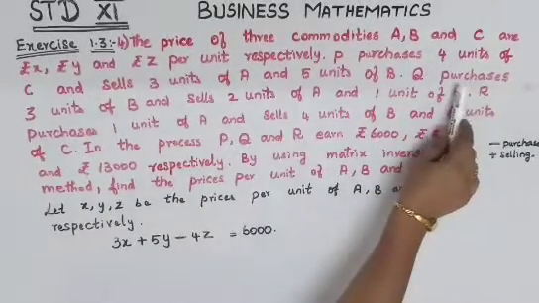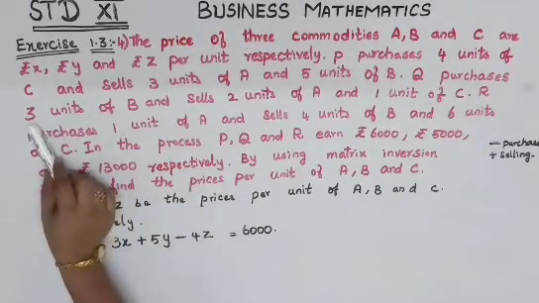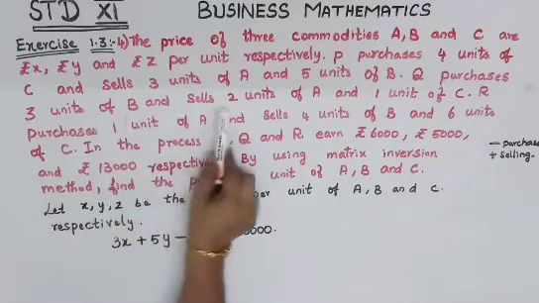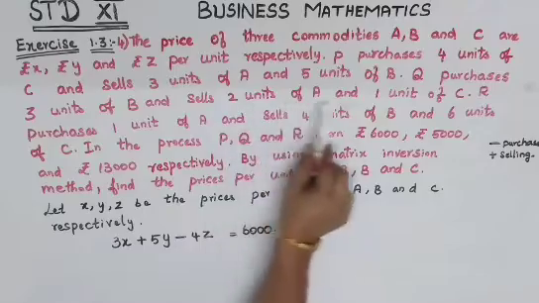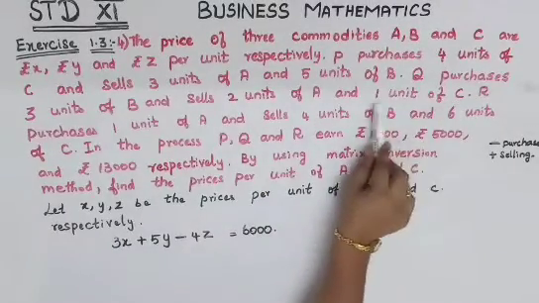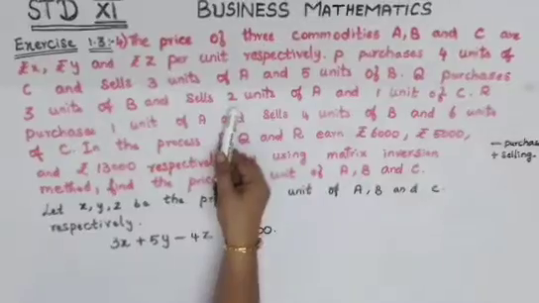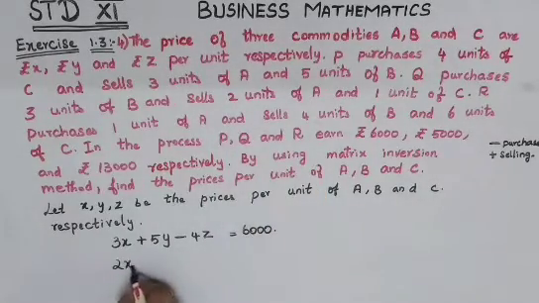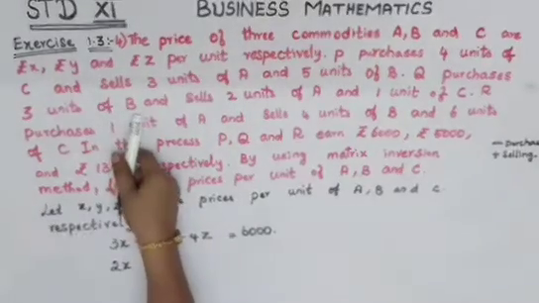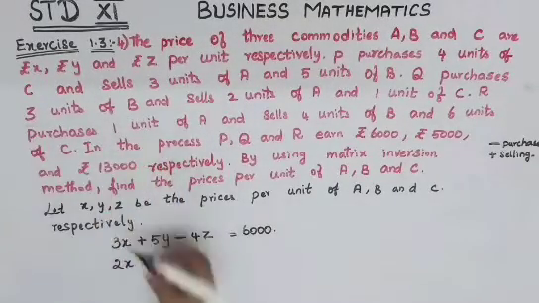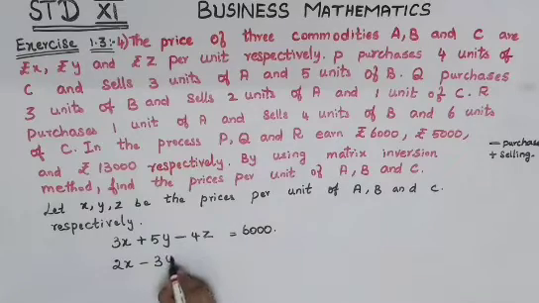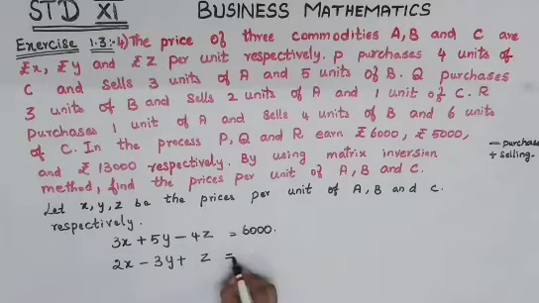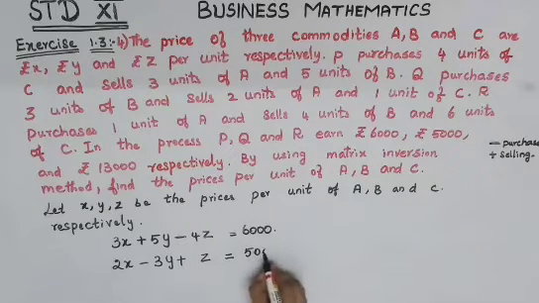Q purchases, again purchase means you will have to put minus. So 3 units of B, so minus 3Y, and sells 2 units of A, so 2X, and 1 unit of C, so it is 1Z. So from here, 2A means X, so 2X. And here B is purchase, so purchase means minus, so minus 3Y and plus 1C, so it is Z, is equal to getting 5,000. So 5,000 is his earning.